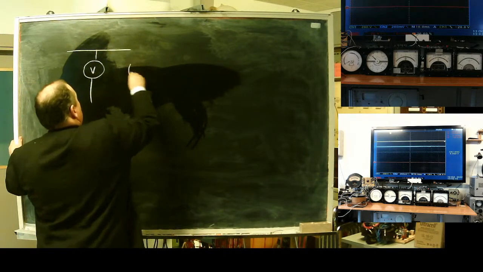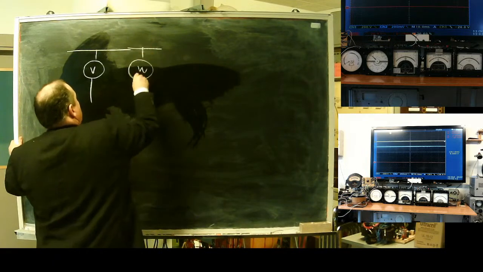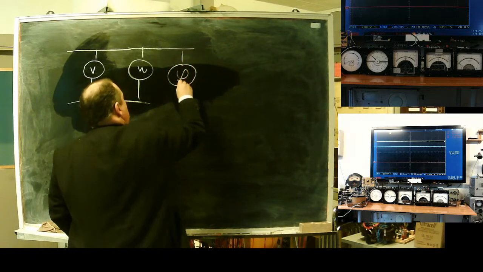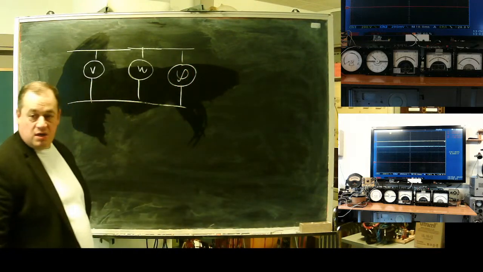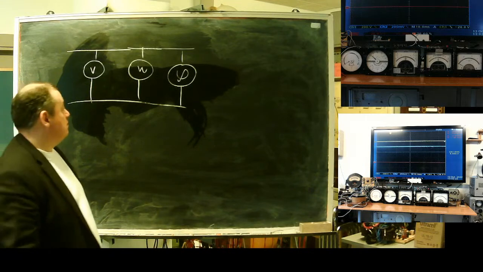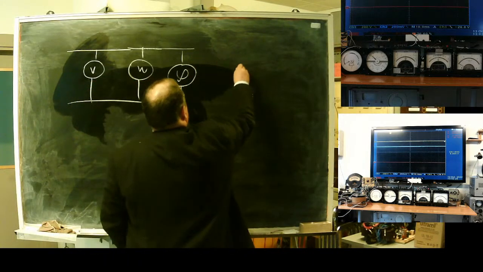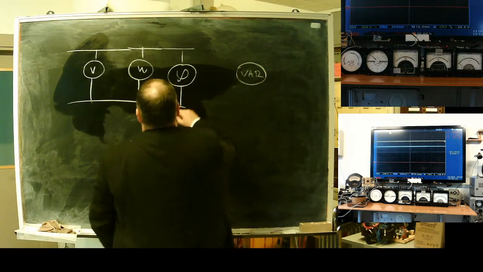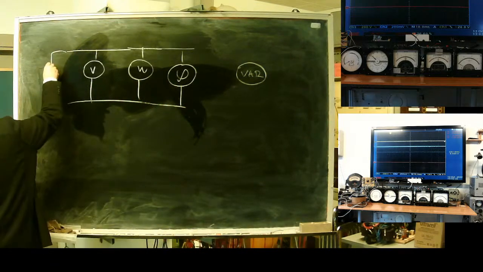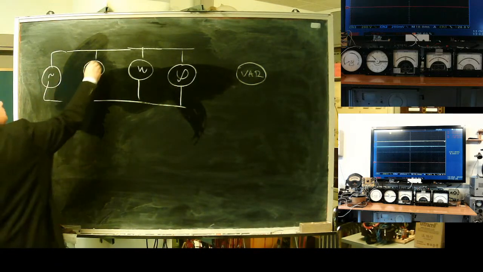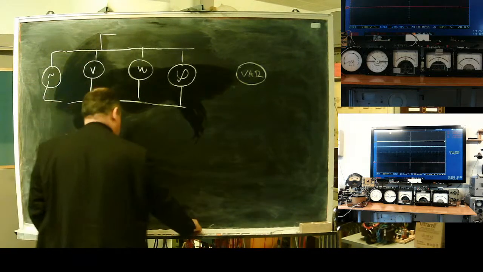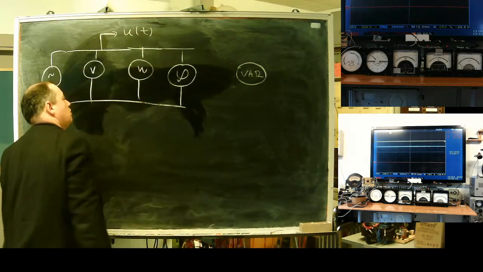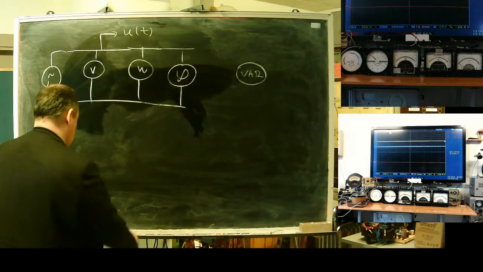Voltmeter. I have an active power wattmeter. I have an instrument to measure cosine phi. I also have an active meter. This one is powered from the AC source, and maybe I do it in yellow. I have a scope connection to C from E.